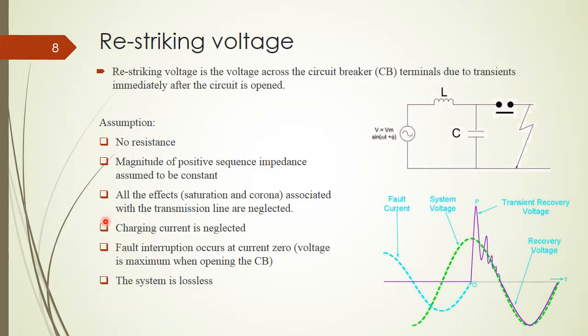Our assumption is that there is no resistance in the line, it's lossless. The magnitude of the impedance is assumed to be the same. All the effects like saturation and corona will be neglected as well. Charging current through the transmission line will be neglected. The fault interruption occurs at exactly the point of 0 current here, or the voltage is maximum when opening the circuit breaker.